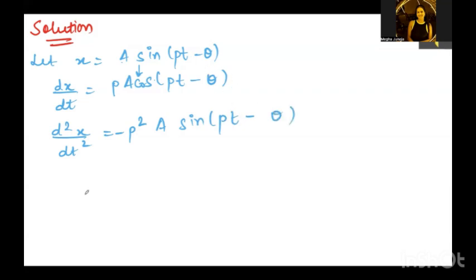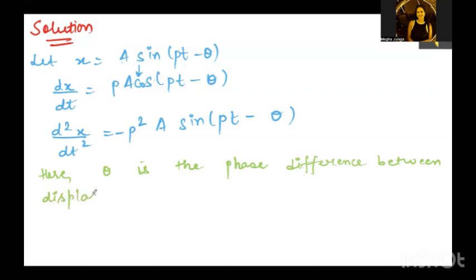Here theta is basically the phase difference between the displacement and the applied force.